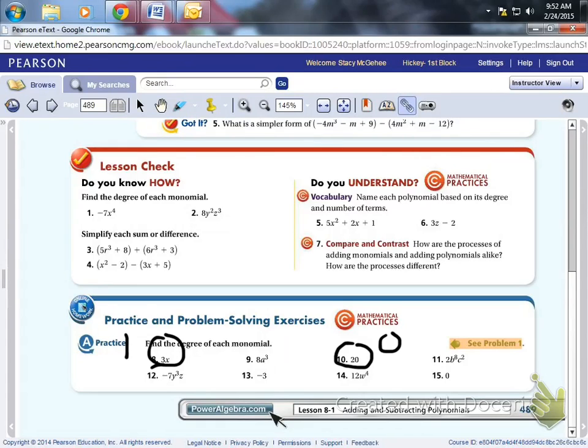Okay? Looking at number 12 now, negative 7, y to the third z. You have two variables. You've got a y and you have a z. Your y has an exponent of 3, and your z has an exponent of an understood 1. So once again, you've got to add them up. So 3 plus 1 is what? So the degree of number 12 is 4. Okay? Looking at number 14, you've got 12 w to the fourth. There's only one variable, and its exponent is 4. So the degree of number 14 would be 4.